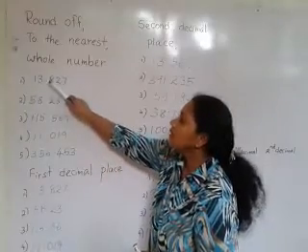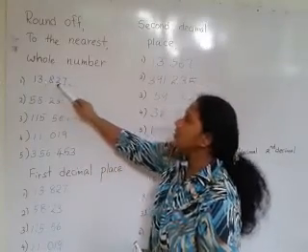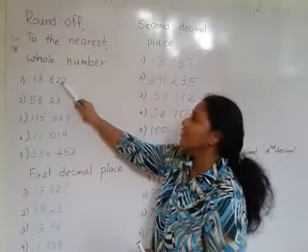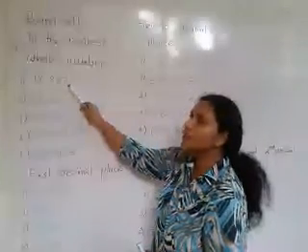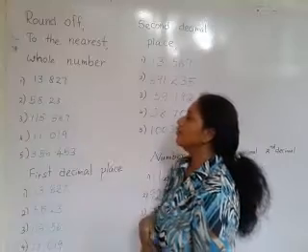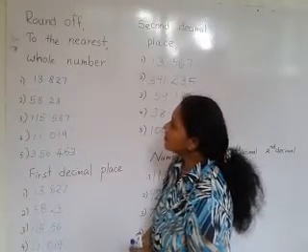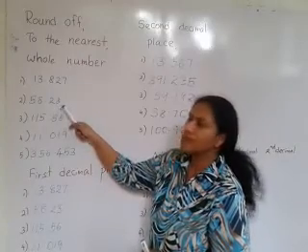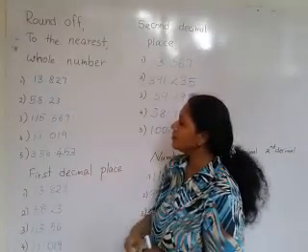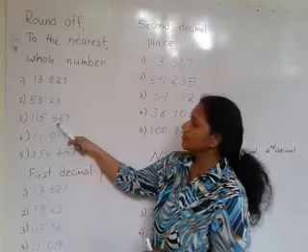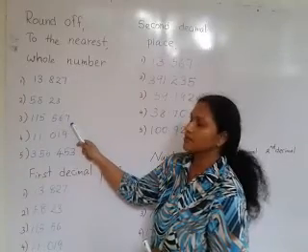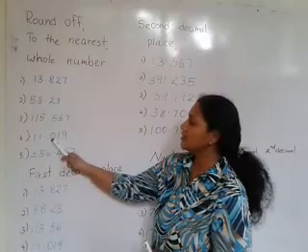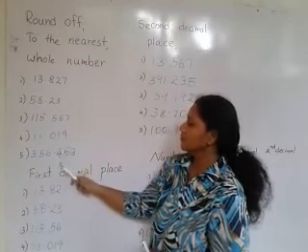And after the decimal, the second number is called the second decimal, and the third number is called the third decimal. So, what is the second decimal of this number? 3 is the second decimal. What is the third decimal? 7 is the third decimal. What is the first decimal? 0. What is the second decimal? 5.